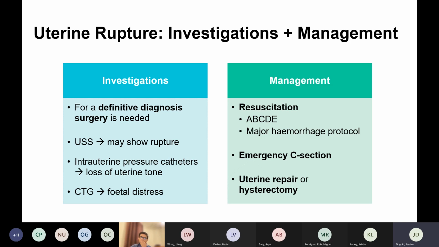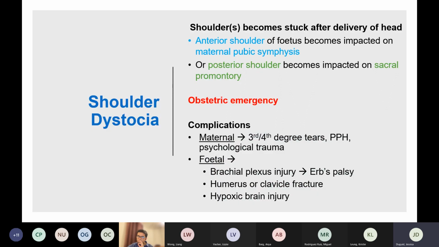Does anyone know what the methods of prevention of uterine rupture would be? If you think about the risk factors, what would the main methods of prevention be? Okay, so the main methods are to reduce the rate of primary C-section. So firstly, to reduce the rate of C-section. So only take women for a C-section if they definitely need one.